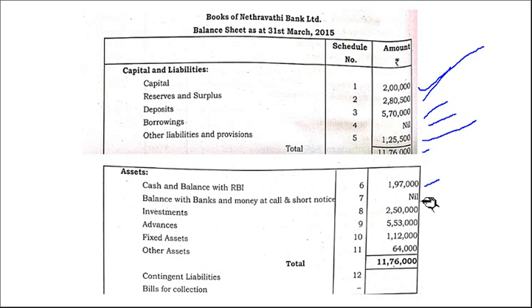Then asset side, cash and balance with RBI schedule 6, 1,97,000. Balance with bank and money at call and short notice not given, nil. Investments schedule 8, 2,50,000. Advances 5,53,000. Fixed assets 1,12,000. Other assets 64,000. So total 11,76,000. But here you have to write the bill for collection. So it is missed out. Here you have to write the amount. How much bill for collection? So we have to write bill for collection 75,000. That's it. So first thing you should understand each and every schedule and identify which item goes where. Then it is very easy. Okay, I hope you understood this problem. Thank you.